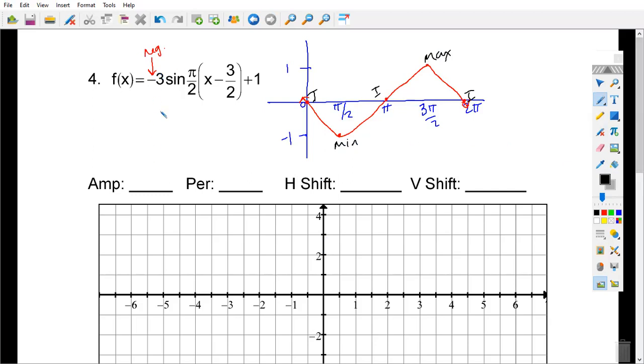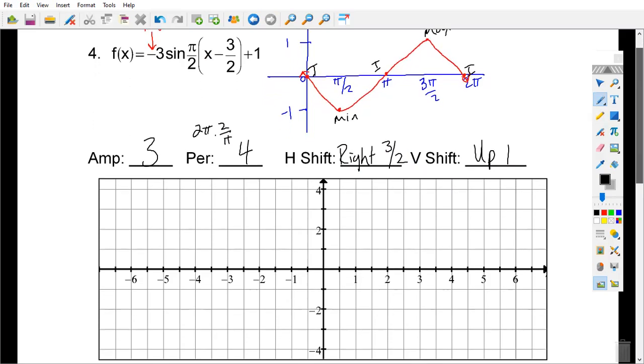All right, looking at our function here, what is our amplitude? 3. Your period is going to be 2 pi divided by your b. When you're dividing by a fraction, you're doing what? Multiplying by the reciprocal. Keep, change, flip. So what are we left with? 4. Okay. Your shift, our x's are liars. So we're actually going to the right 3/2. And our vertical shift is a +1. So we're going to be going up 1.